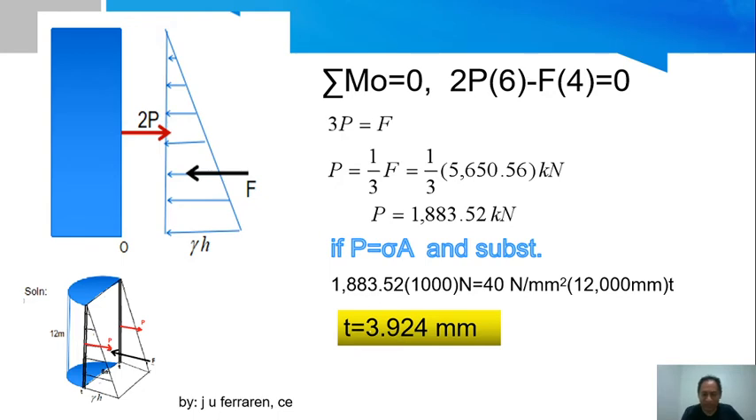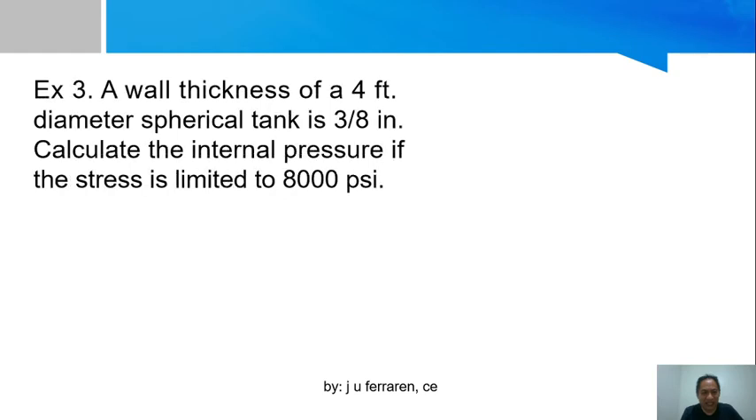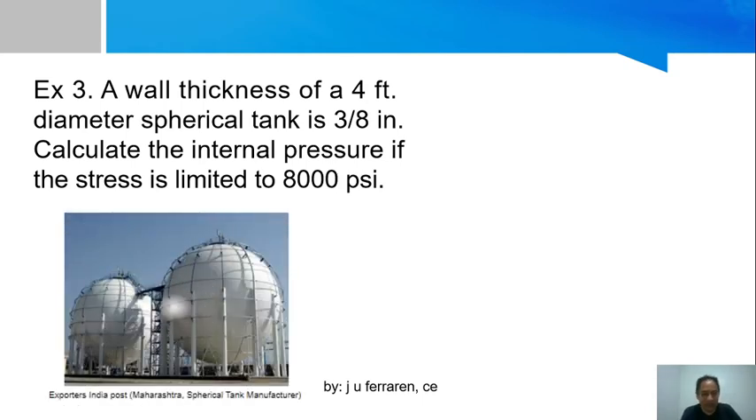the longitudinal stress. Another kind of container is a spherical tank. A wall thickness of a 4 feet diameter spherical tank is 3/8 of an inch. Calculate the internal pressure if the stress is limited to 8,000 psi, pounds per square inch. Okay? Now, this is how it looks, a sample of a spherical tank.